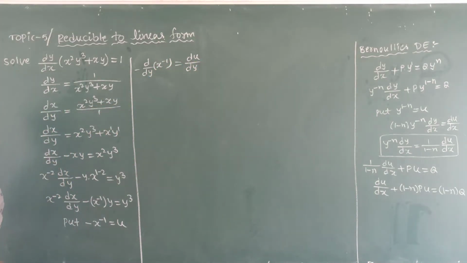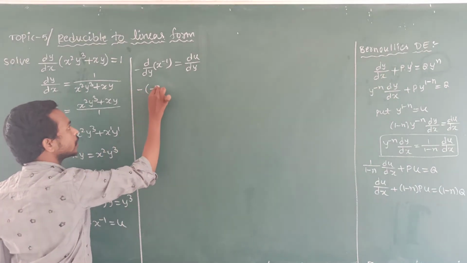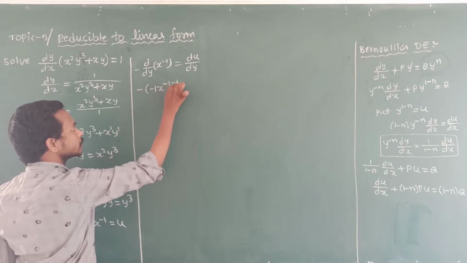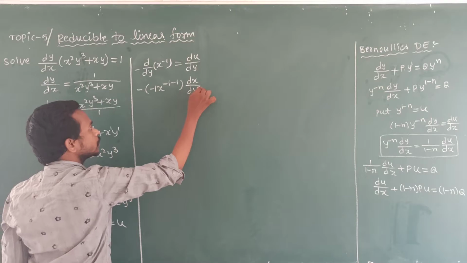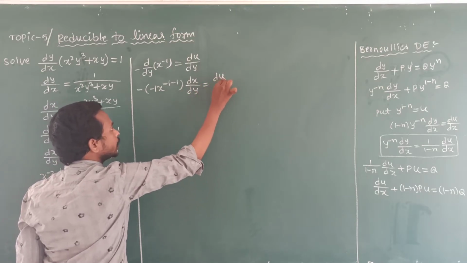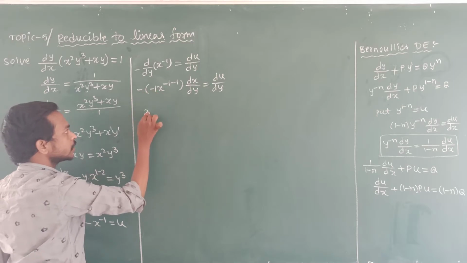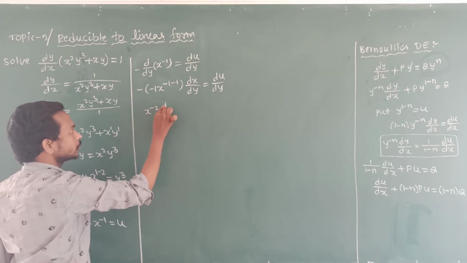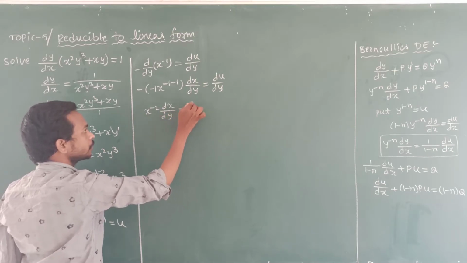X power of n, differentiation is what? n x to the power of n minus 1. So minus 1 x to the power of minus 1 into dx by dy is equal to du by dy. So minus into minus plus, x power of minus 2 dx by dy is equal to du by dy.